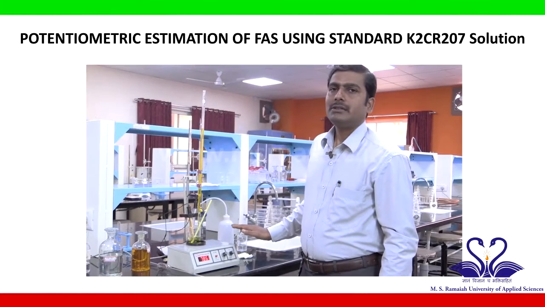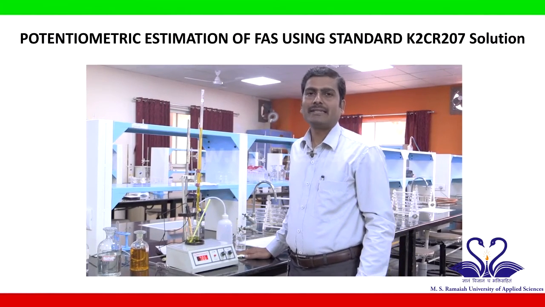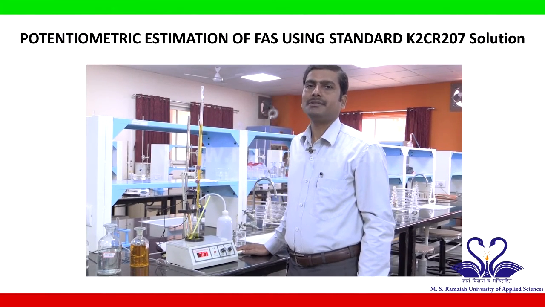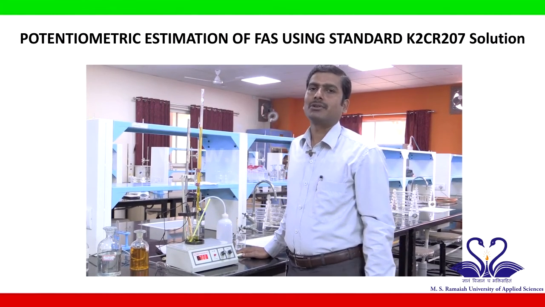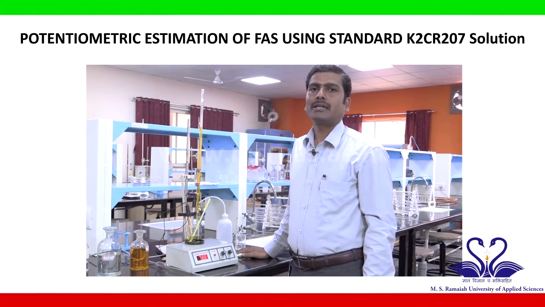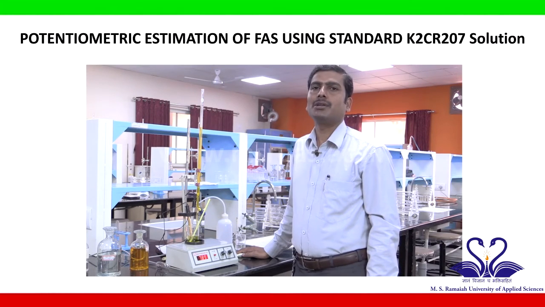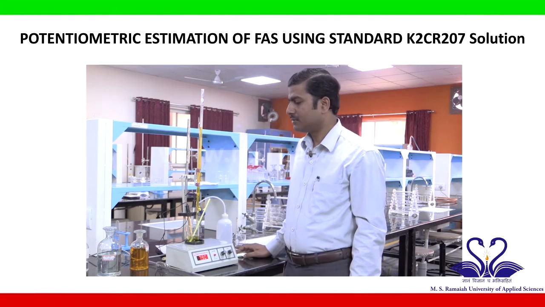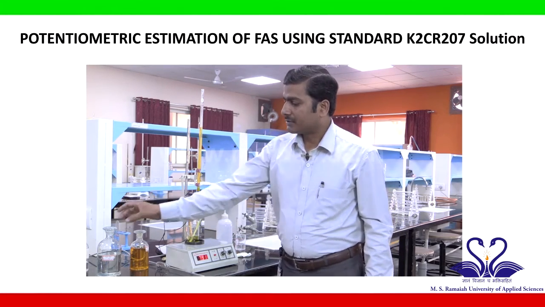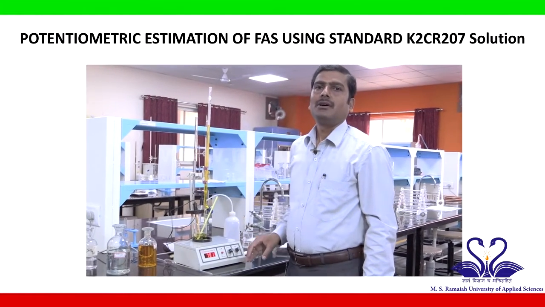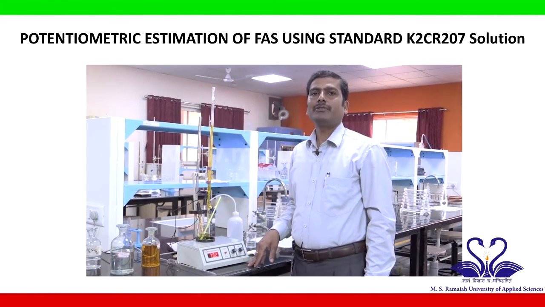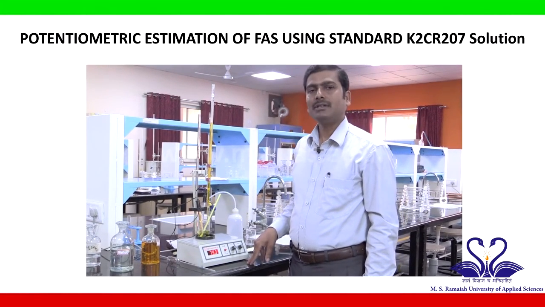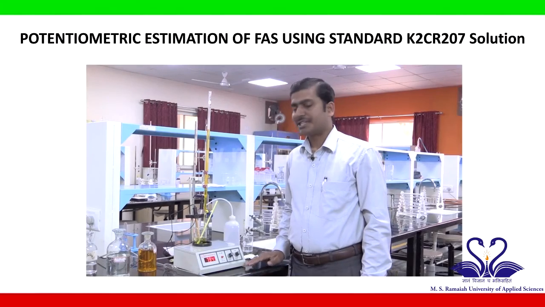After recording the values, you have to calculate delta E values, delta V values, and then delta E by delta V values in the given tabular column, and then plot a graph of delta E by delta V versus volume of potassium dichromate, from which we get the volume of potassium dichromate required to react with the given FAS solution. After which you can calculate the normality of FAS and the concentration of FAS in the given solution. So this ends the experiment.